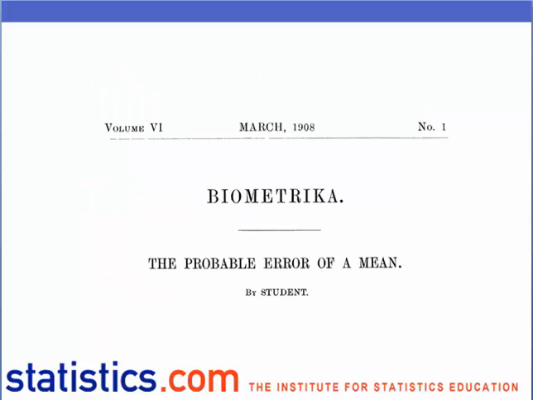Now, back in 1908, a statistician named William Gosset, who worked for a brewery, published this article in Biometrika, The Probable Error of a Mean. Published it under the name Student because the employer, the Guinness Brewery, would not allow its employees to publish research works under their own names. They did not want to publicize what methods they were using in the brewery.